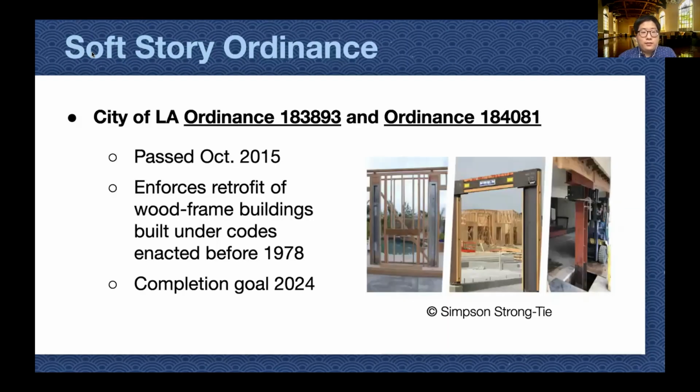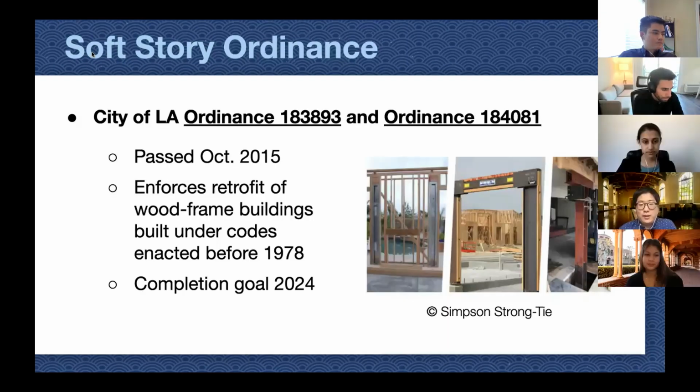The city of LA has recognized this issue and passed a citywide ordinance in October of 2015 that essentially mandates that all soft story buildings be retrofitted if they were built using codes passed before 1978. There are a couple of ways to achieve this retrofit, such as moment frames, special cantilever columns, and sometimes shear walls.